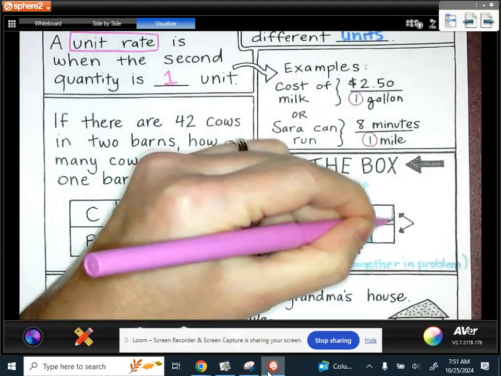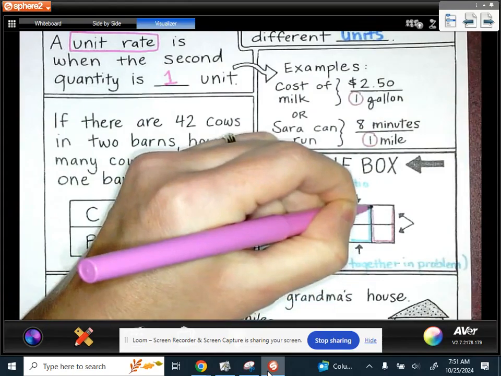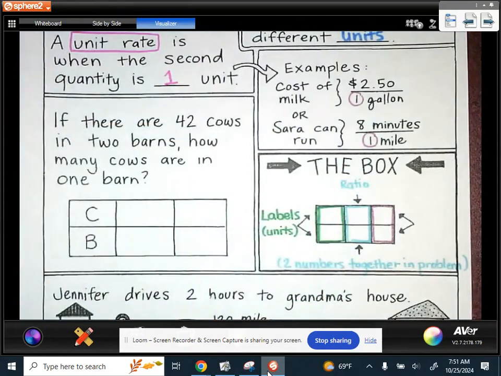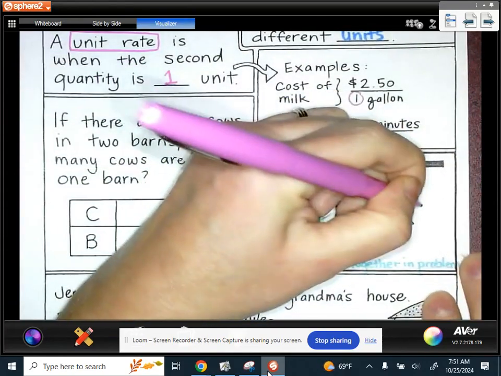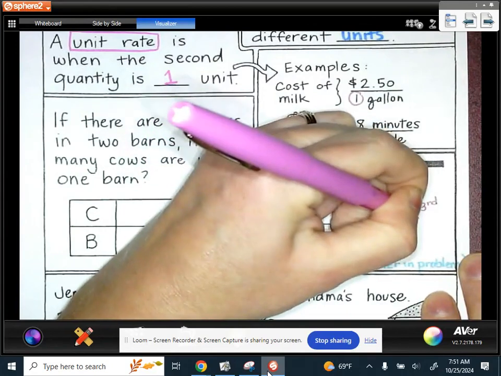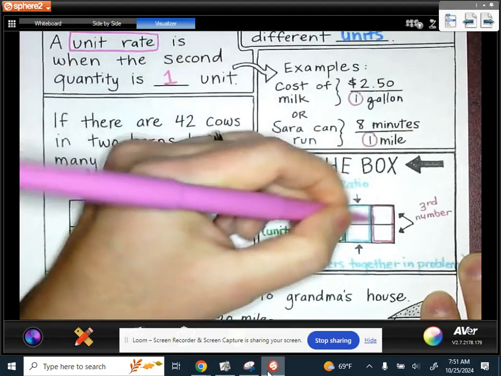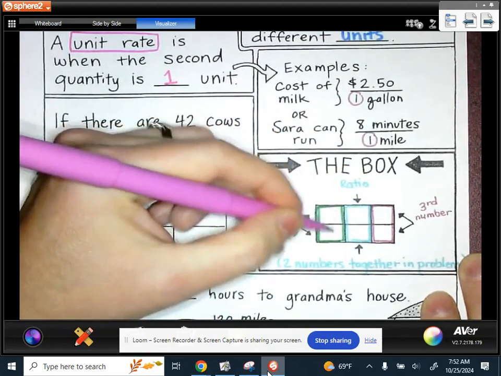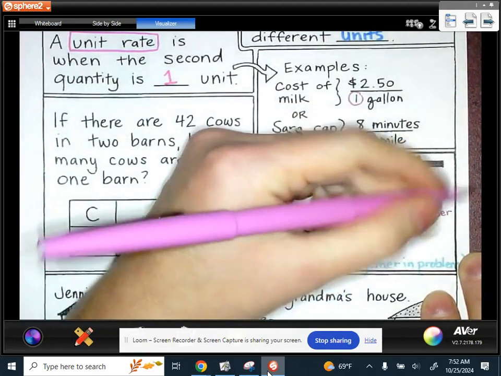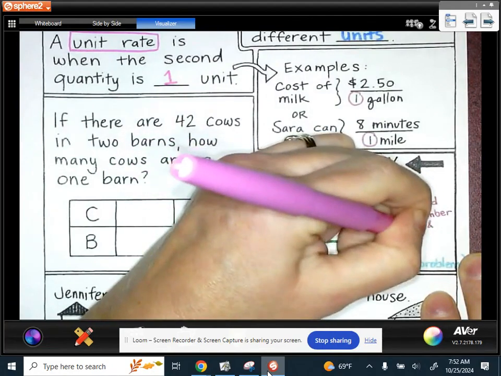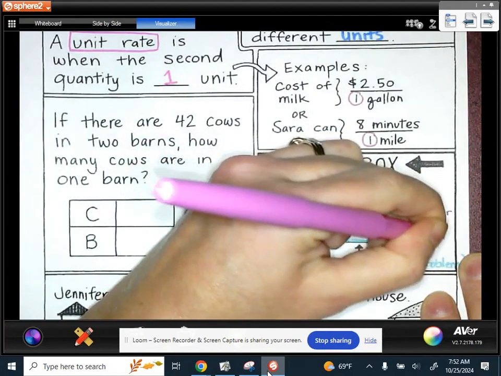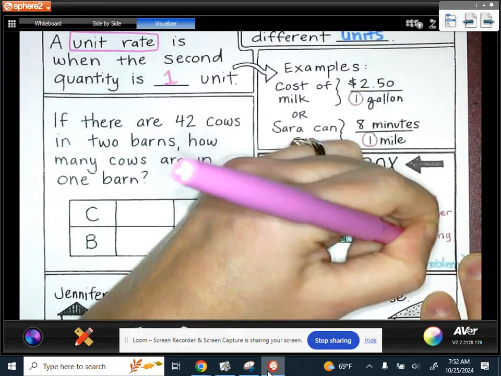And then in the last 2 sections, one of them is going to stay blank because that's the number we're looking for. But like I said, there's going to be 3 numbers in the problem. So one of those is going to be for your third number. It could be the top or the bottom. It just depends on these labels. And then the other one is for your missing number, the one that you're solving for in the problem.